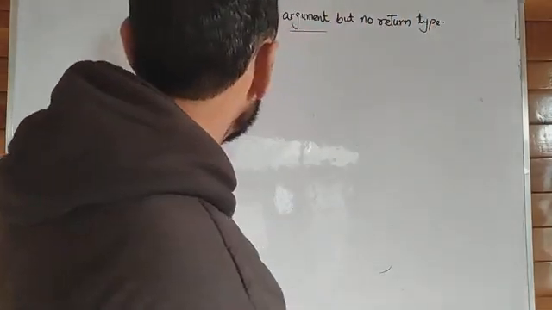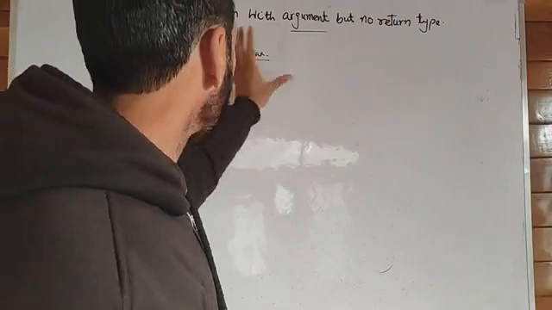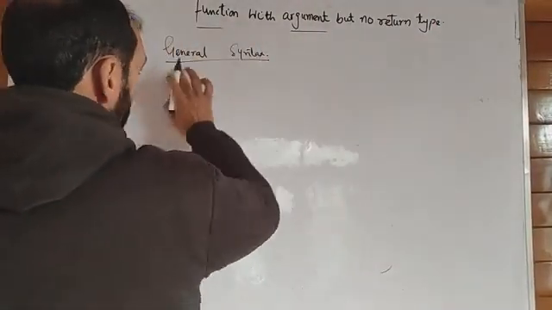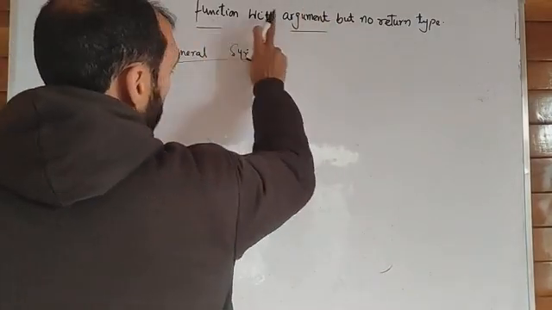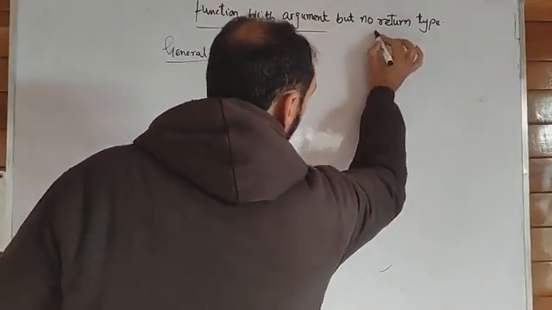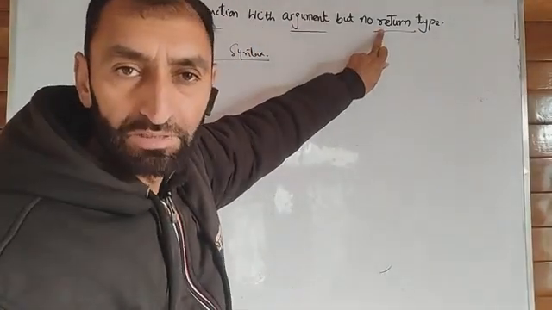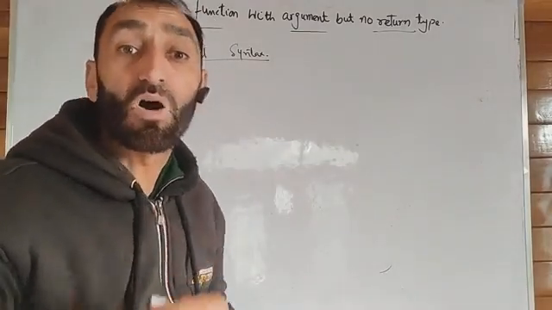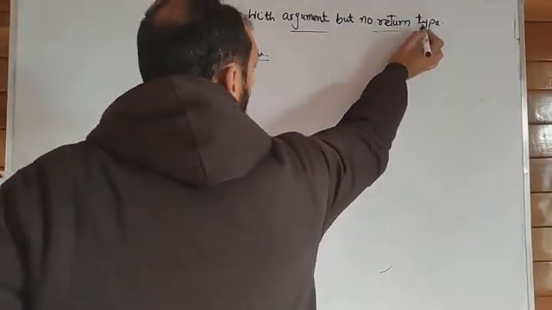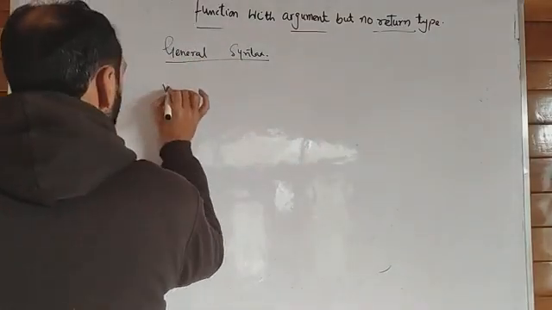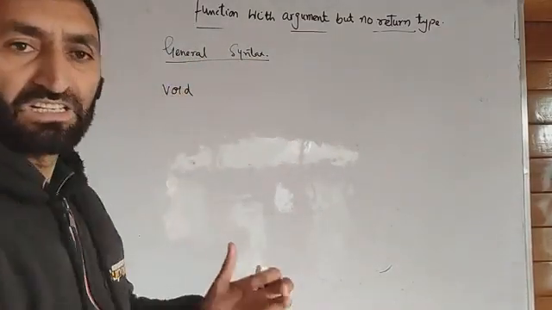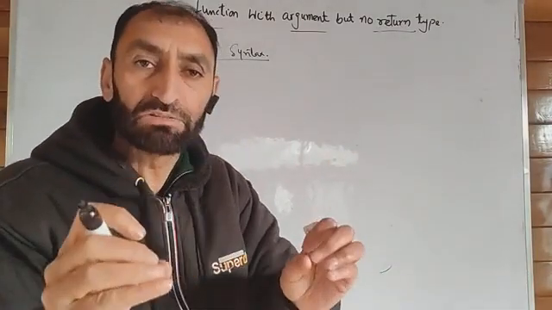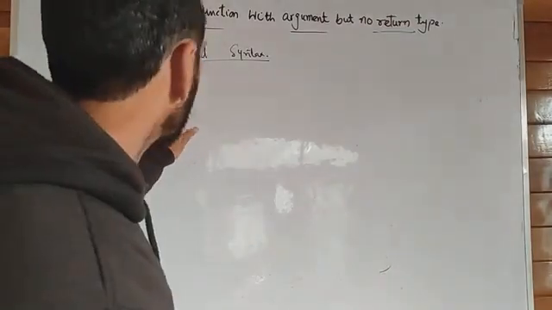That all we will discuss in today's video very minutely. So general syntax of these types of functions with arguments but no return type. First of all, these functions have no return type. That means nothing is going to be returned by the called function. That means here return type is nothing, that means void. When a function returns nothing, we write the return type of that function as void.